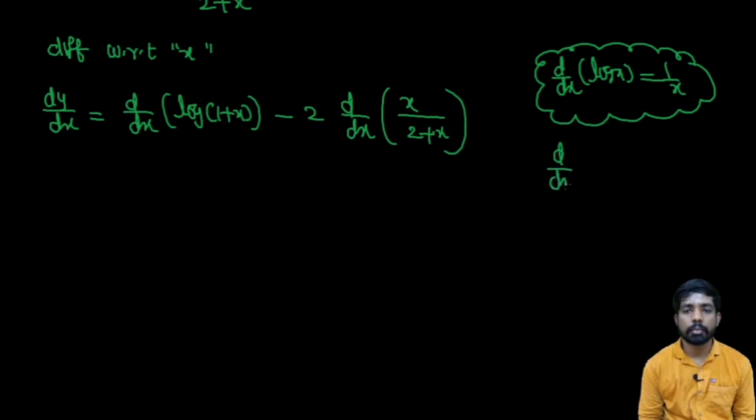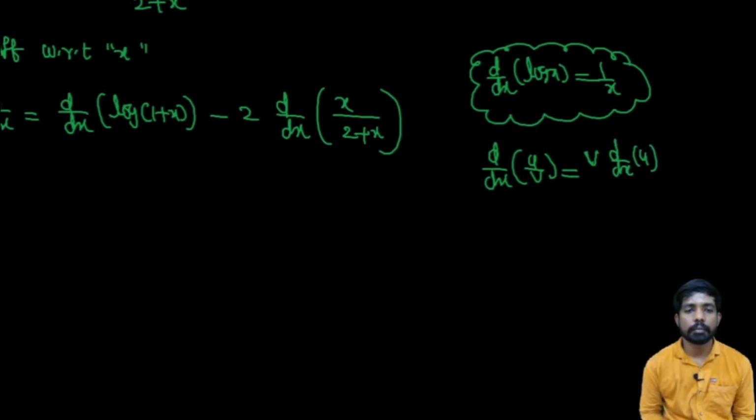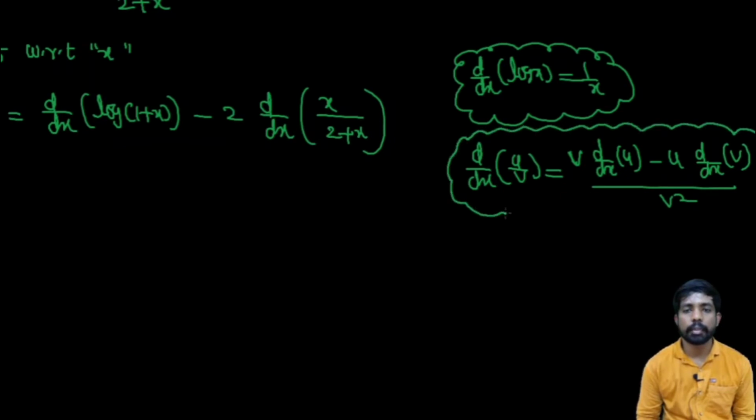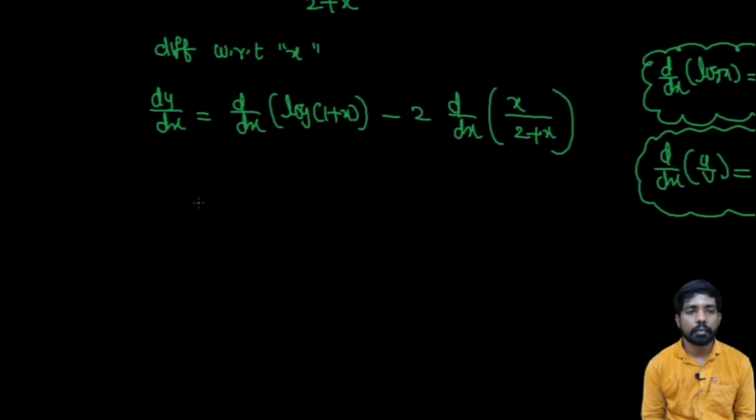Differentiation of u by v can be written as v times differentiation of u minus u times differentiation of v, by v square. This is the differentiation of u by v. Just follow this formula. Now dy by dx is equal to, differentiation of log x is 1 by x.